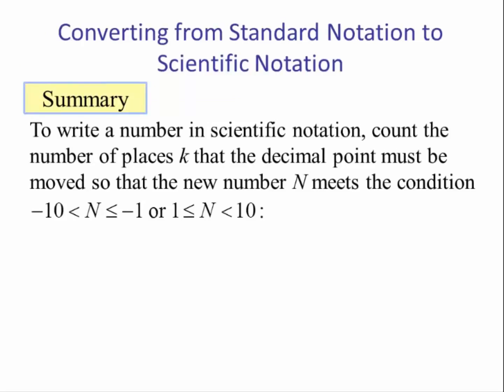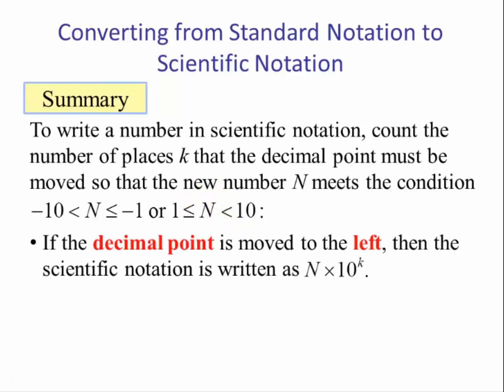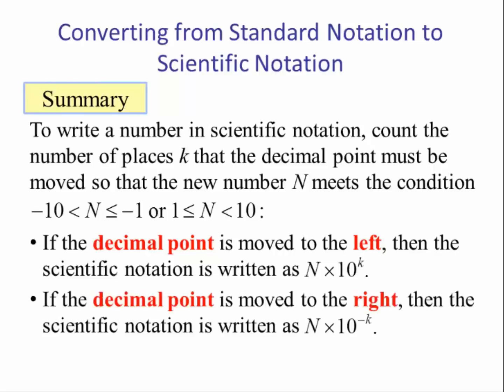Summary. To write a number in scientific notation, count the number of places k that the decimal point must be moved so that the new number n meets the condition. N can be a negative number or a positive number, and it can be any digit except for 0. If the decimal point is moved to the left, then the scientific notation is written as n times 10 to the k. If the decimal point has moved to the right, then the scientific notation is written as n times 10 to the negative k.